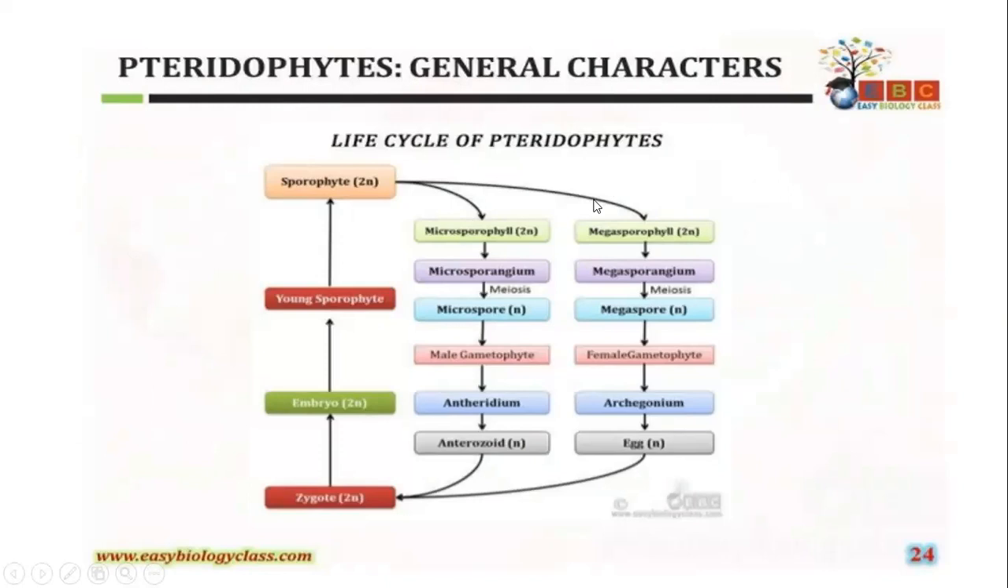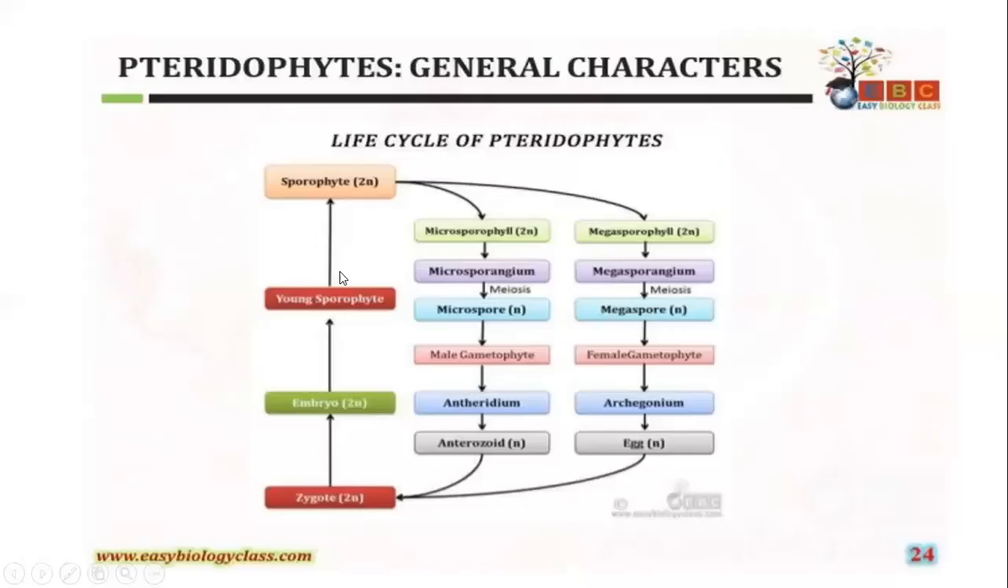Microsporophyll and megasporophyll are the leaves which develop the microsporangium and megasporangium. The microsporangium possesses microspores, and the megasporangium possesses megaspores. The microspore develops into the male prothallus and the megaspore into the female prothallus; the male prothallus bears the antheridium and the female prothallus bears the archegonium. Antheridia develop antherozoids, and archegonia contain the egg. These two gametes fuse and result in the diploid zygote. So here ends the gametophytic generation. But from the zygote the sporophyte develops: the zygote develops into an embryo, and the embryo develops into a new young sporophytic plant.